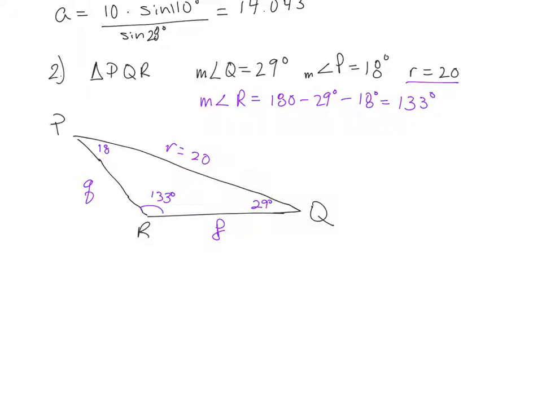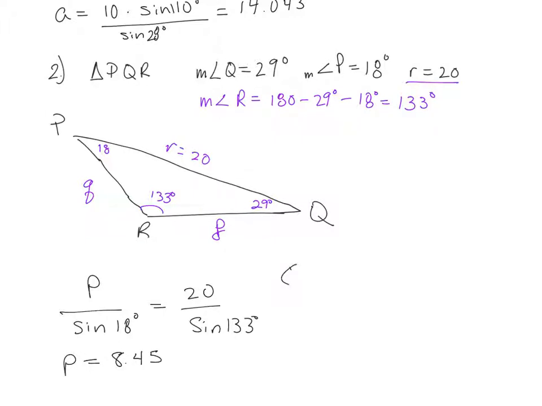The two ratios I have for that are P over sine of 18 degrees is equal to 20 over the sine of 133 degrees. Solving for this, you'll go ahead and get P is equal to 8.45. And the second ratio to go ahead and solve for Q will be Q over the sine of 29 degrees is equal to 20 over the sine of 133. Doing this, you can go through and solve Q will be 13.5.